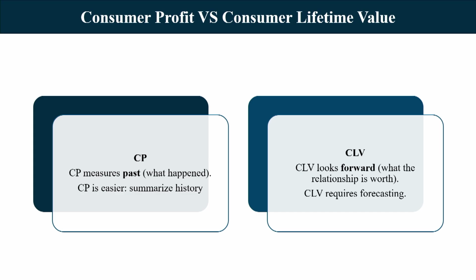Now, let us try to differentiate customer profit and customer lifetime value. Customer profit measures the past. It basically talks about what happened: what revenue was generated, what was the cost of goods sold, what customer related cost was incurred in the previous transactions. It is much easier to calculate because we can just summarize the history. In a way, it is descriptive in nature. There is nothing rocket science here, we just need to calculate what happened in the past.